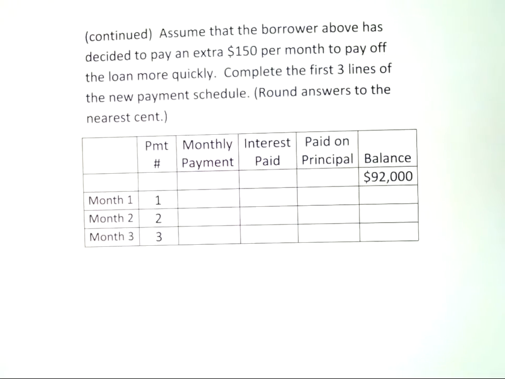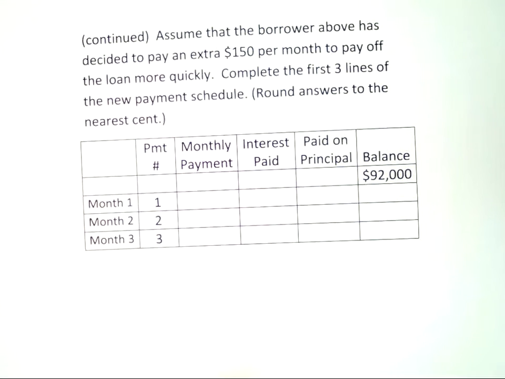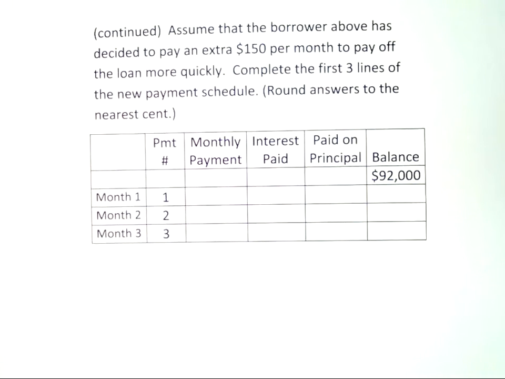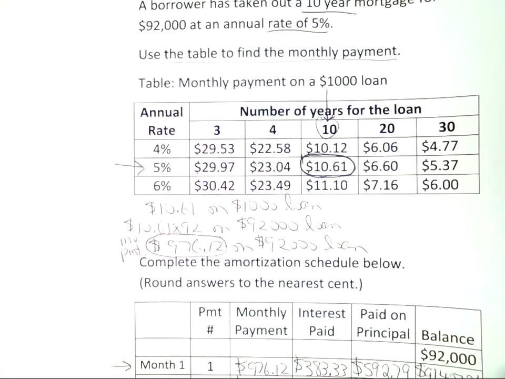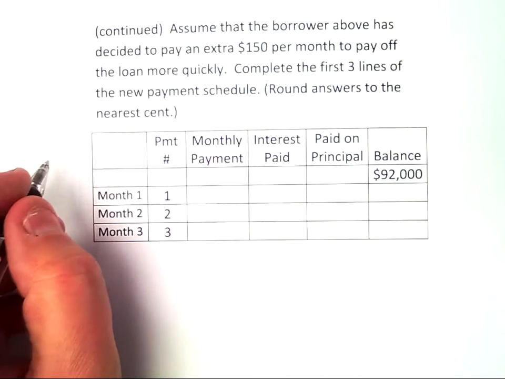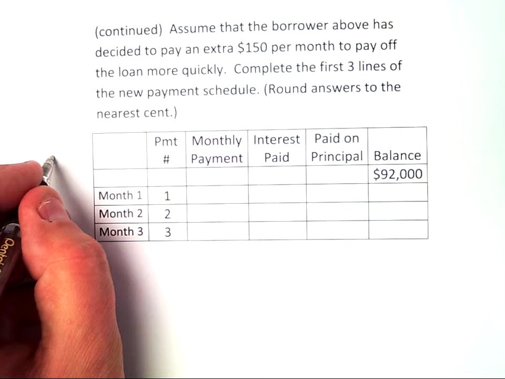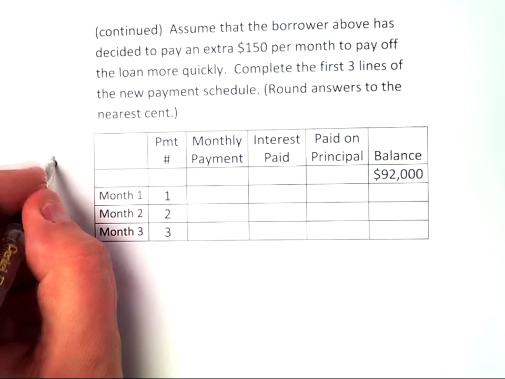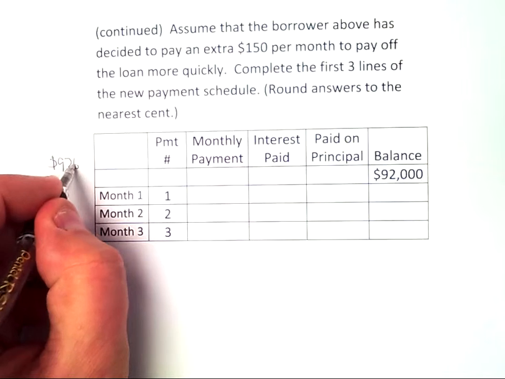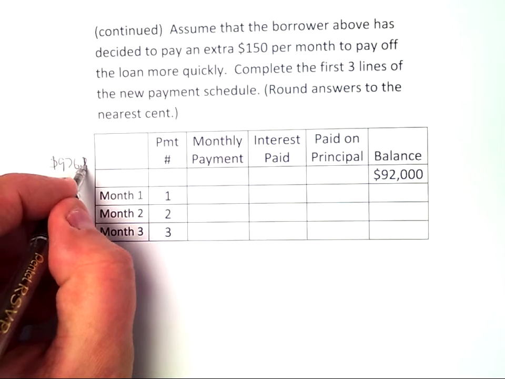Let's look back now on what it says. It says, assume that the borrower above has decided to pay an extra $150 per month to pay off that loan more quickly. Well, so how much are they paying? I guess the first question. Remember from the previous one, we know the monthly payment was $976.12.